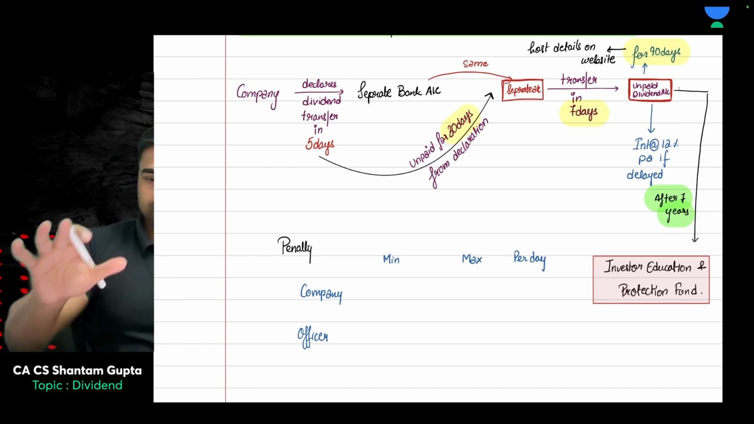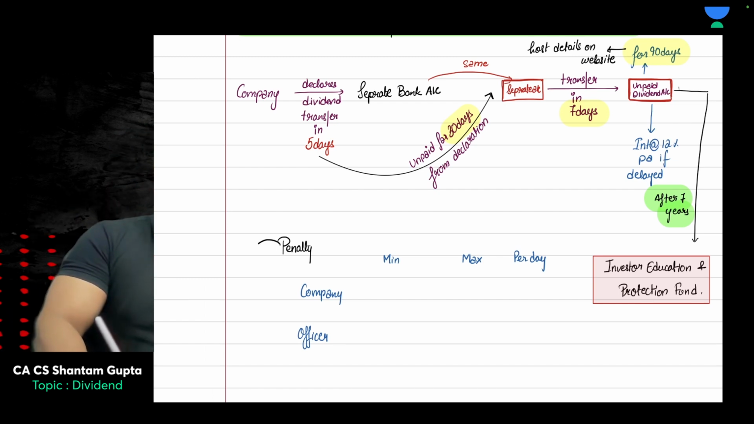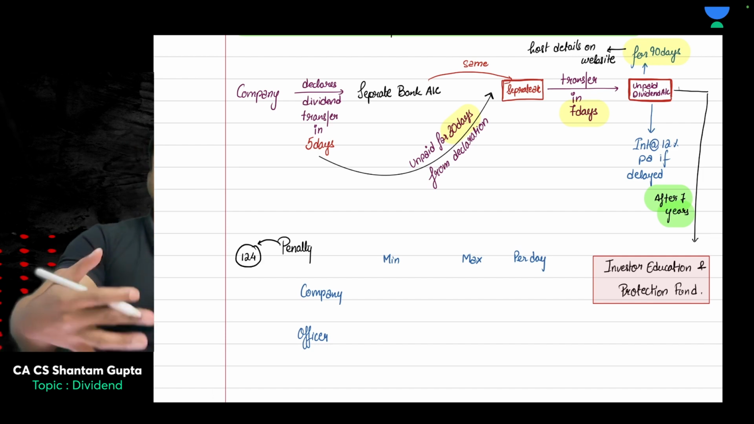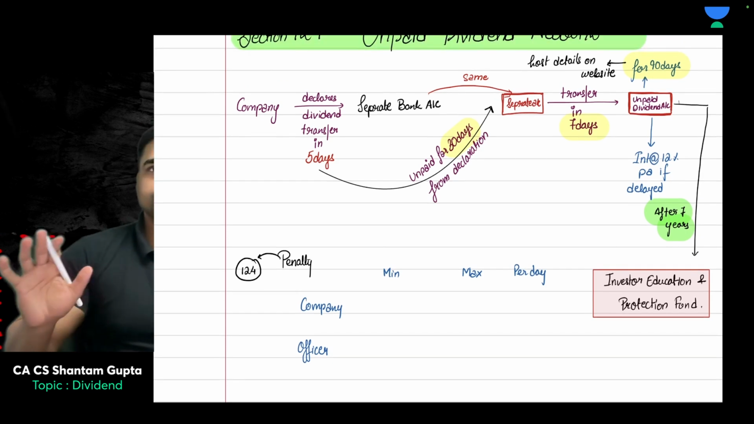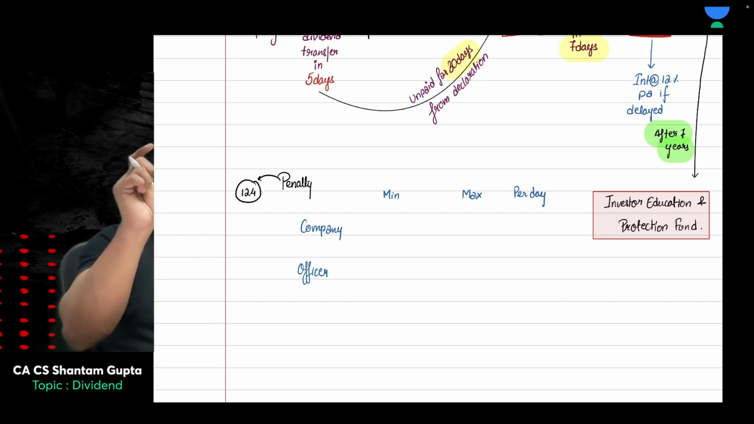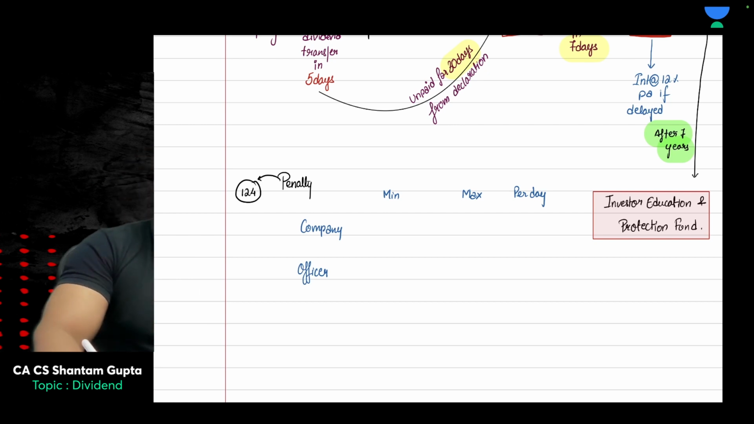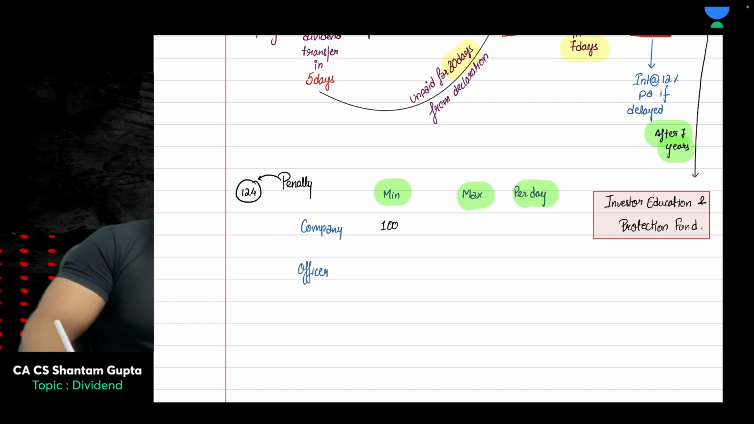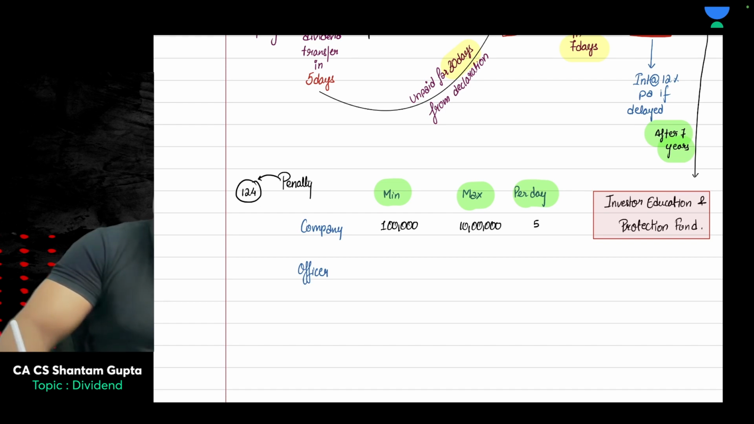This penalty is for the entire section. Any work which you have done delayed, plus this. But the 12% was specific only to unpaid. This is not specific. This is covering the entire section of 127. Minimum 1 lakh, maximum 10 lakh, per day 500. This was minimum 25,000, maximum 2 lakh, and this is 100 per day.